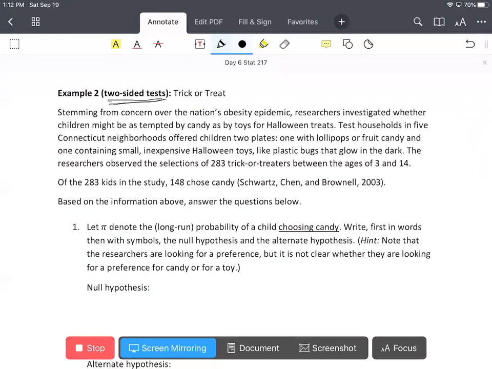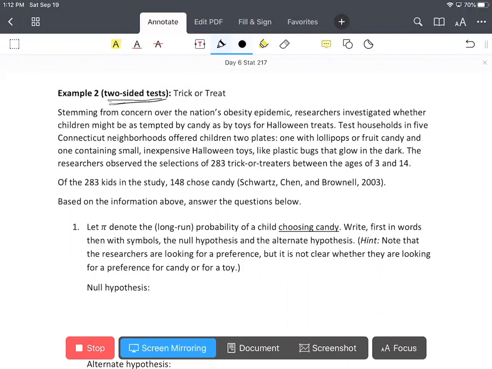So they tested households in 5 Connecticut neighborhoods, and they offered children 2 plates, one with lollipops or fruit candy, and one containing small, inexpensive Halloween toys, like a plastic bug that glows in the dark. One thing they don't talk about here is they didn't always put the fruit on the right-hand side or the left. They switched which side it was, so if kids were always just naturally grabbing for the right side, that was accounted for. So the researchers observed the selections of 283 trick-or-treaters between the ages of 3 and 14. Of the 283 kids in the study, 148 chose candy.